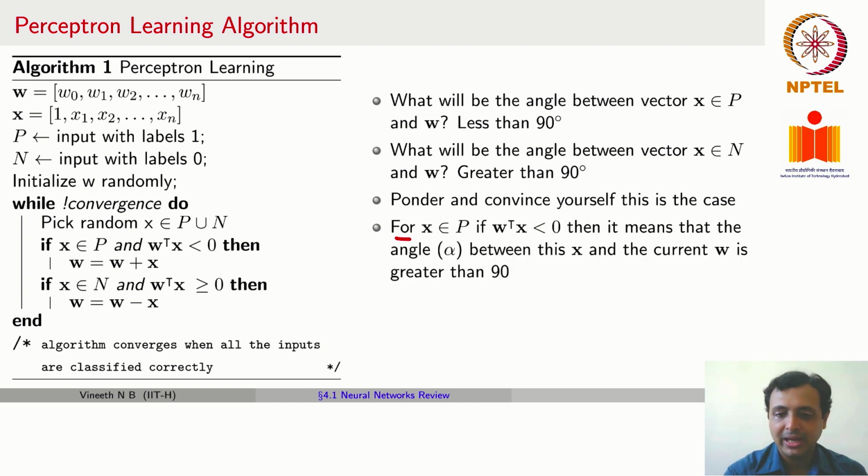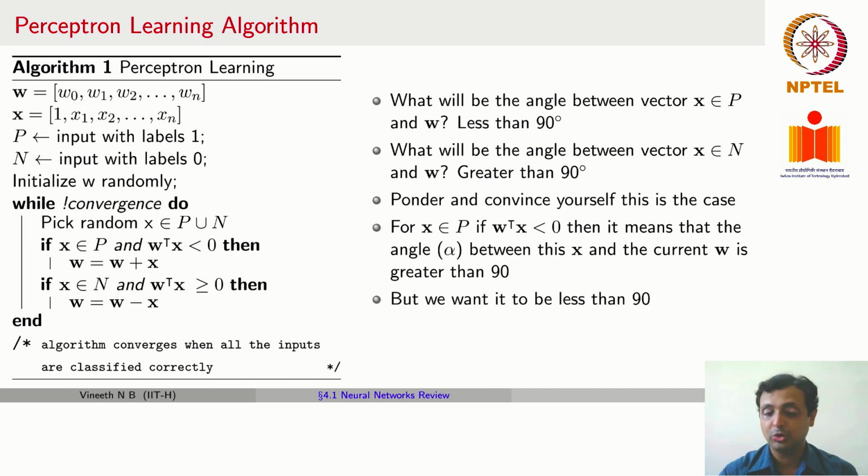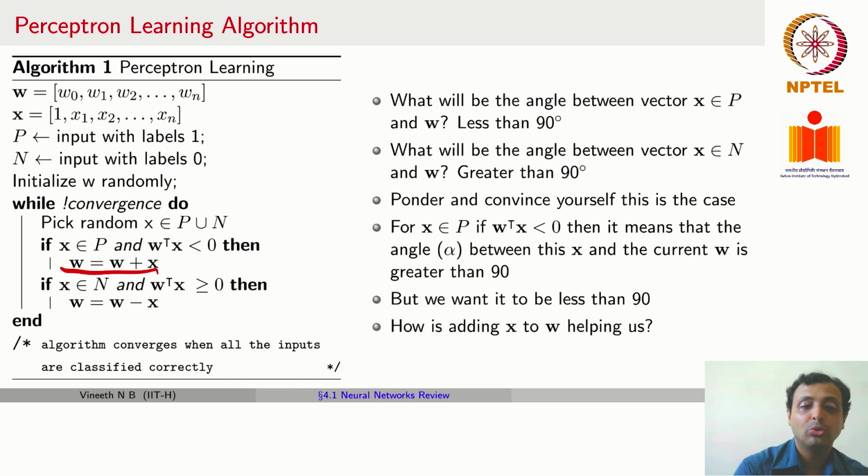Now, if you have a point x belonging to P for which w transpose x becomes less than 0, it means that the angle alpha between this x and the current w is greater than 90 degrees, which you do not want. You want to change w to ensure this doesn't happen. So what do we do? We want it to be less than 90 degrees. We are going to add x to w to achieve this purpose and make the angle between w and this x belonging to P less than 90 degrees. Why do you think that helps?